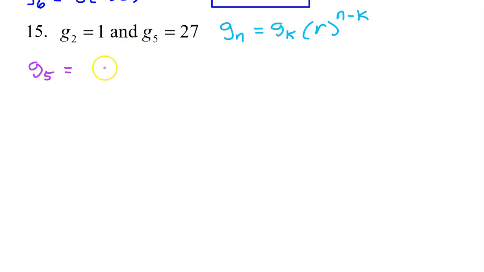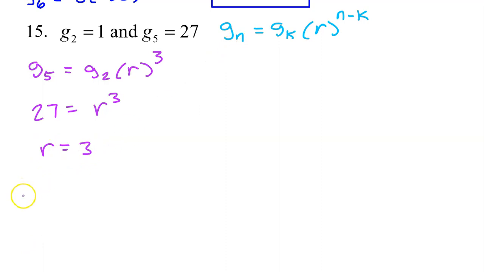So G5 will equal G2 times the common ratio to the n minus k power. So that's going to be 5 minus 2, which is the third power. Substituting the 27 and the 1, we get 27 is equal to 1, which I don't need to write, times r to the third power. Taking the cube root of both sides, we get r is equal to 3.